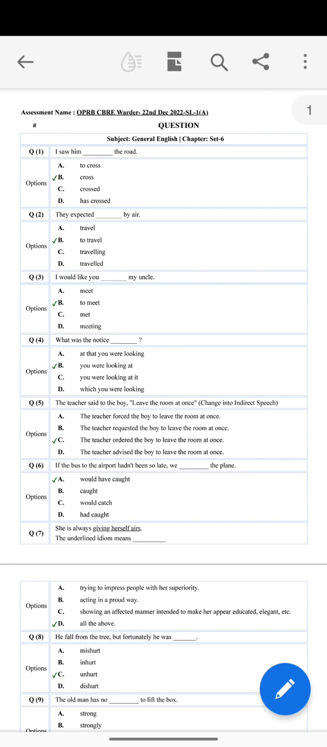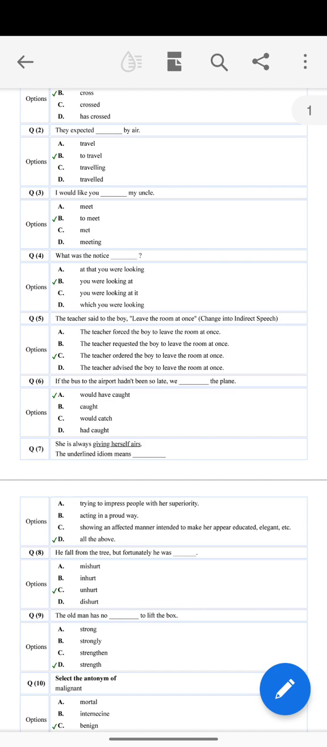Going forward, we'll start the discussion of the general English subject. As you can see, question number 1 is a fill in the blanks question. Questions 1, 2 and 3 are all fill in the blanks based questions. Question number 4, "What was the notice dash", is again a fill in the blanks question. Question number 5 is a change into indirect speech question, so this is from the direct and indirect speech topic.